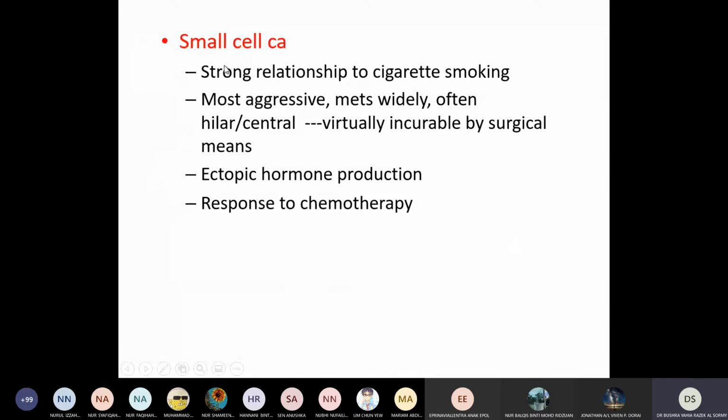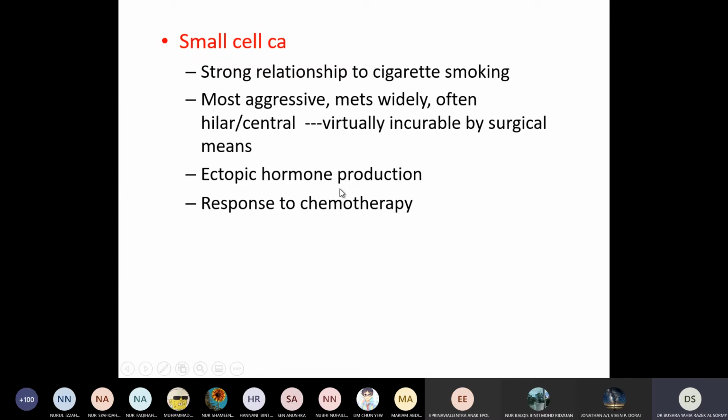Usually, most of the small cell carcinomas are strongly associated with cigarette smoking. So, it is most aggressive, metastasizes widely, often in the hilar, central region, and is incurable by surgical means. Ectopic hormone production also is associated with this tumor. It responds to chemotherapy. Sometimes the patient presents with a metastatic lesion before they discover the primary tumor. So it is highly aggressive.